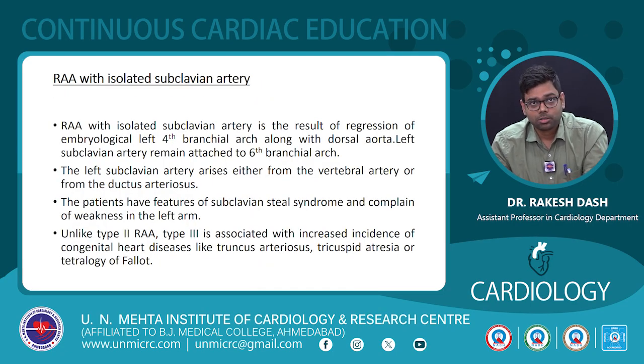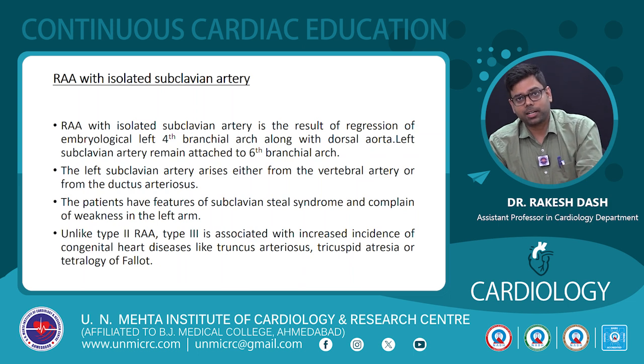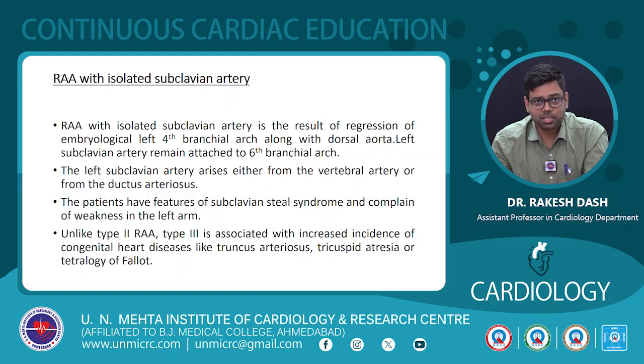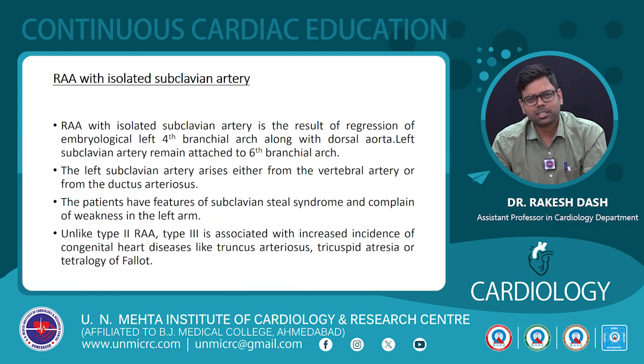Now, right aortic arch with isolated left subclavian artery. This is because of the regression of the embryological left fourth branchial arch along with the dorsal aorta. The left subclavian artery remains attached to the sixth branchial arch, and it arises either from the vertebral artery or from the ductus arteriosus. Most commonly it arises from the ductus arteriosus, as the ductus arteriosus is a part of the sixth branchial arch. If it arises from the ductus and the duct closes, there is a chance of acute limb ischemia, or if it arises from the vertebral artery, it leads to subclavian steal syndrome.